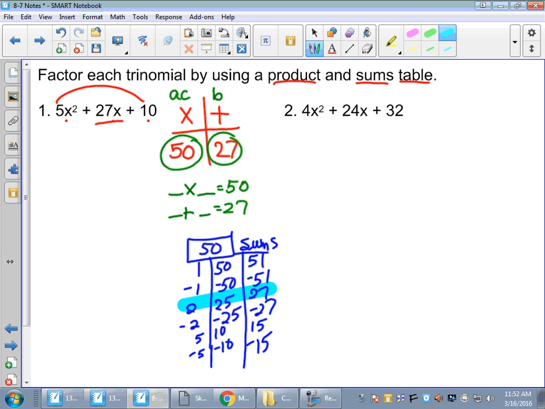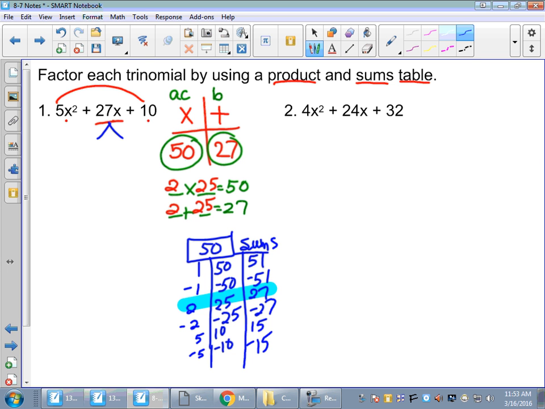Okay, so some of you guys are going to struggle with just coming up with those two numbers. So the two numbers that you can multiply to give me 50 are 2 and 25, but they also add up to 27. 2 plus 25 is 27. So that tells me that this middle term of 27x was a 2x and a 25x before we put it together. We're undoing the multiplication.